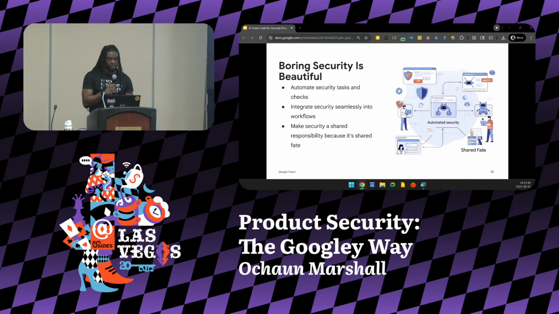Finally, we need to make security a shared responsibility because it is shared fate. Google talks a lot about shared fate. And I'll oversimplify all of that just to say when security is automated and when it is integrated, it stops being the exclusive domain of a small security team. It becomes a natural part of everyone's job. When everyone has a stake in the outcome and is empowered to contribute, security goes from boring to beautifully effective, part of your engineering culture.